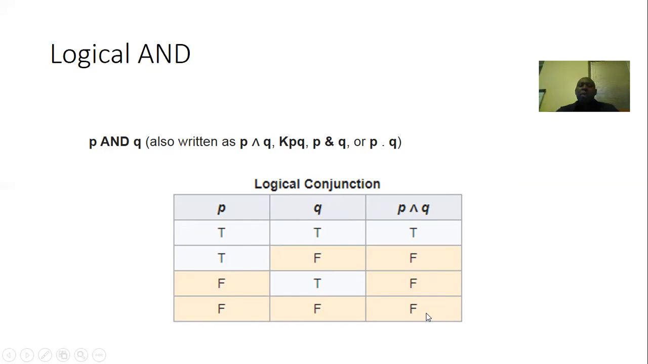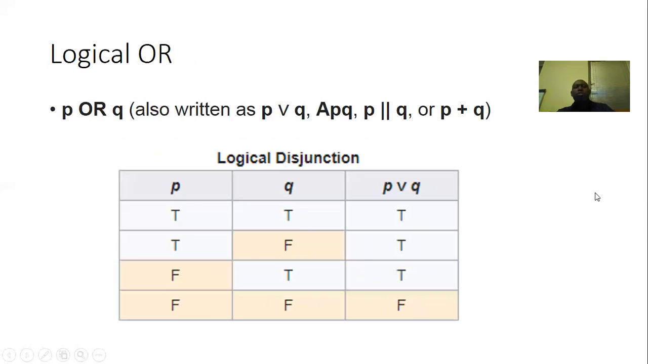So the only time when the result of an AND operation is 1 is when both P is 1 and Q is 1. I hope from now on you understand what logical AND does. Let's move to logical OR.